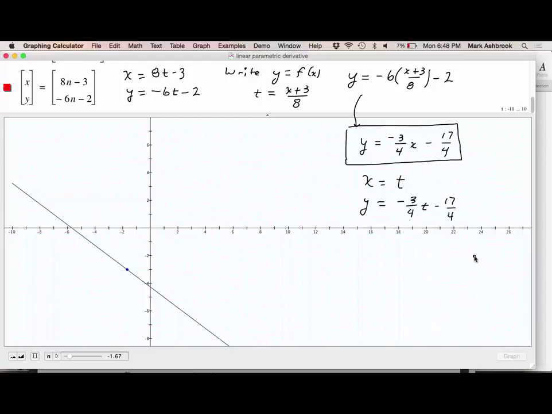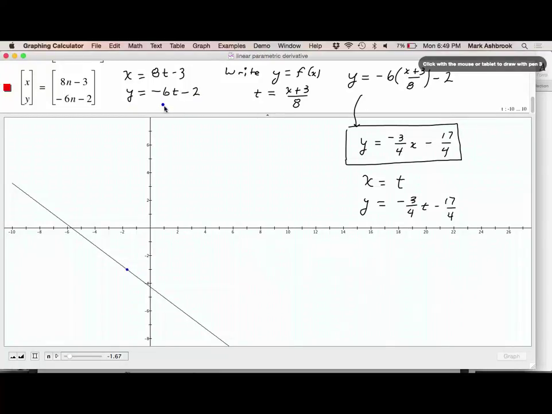Okay? Now, this isn't the best thing to do in every situation, but in some situations it's appropriate, like this one. So let's just test it here. If t equals 1, what ordered pair do we get?